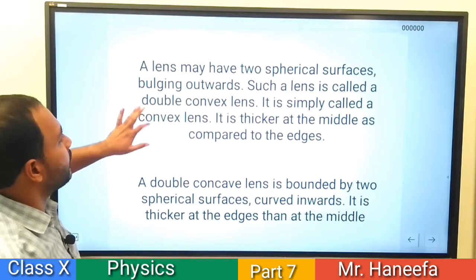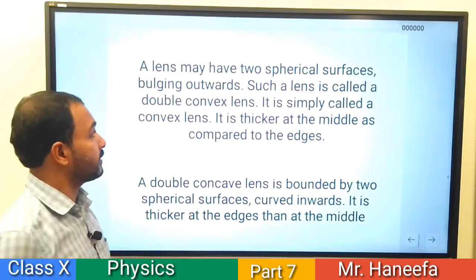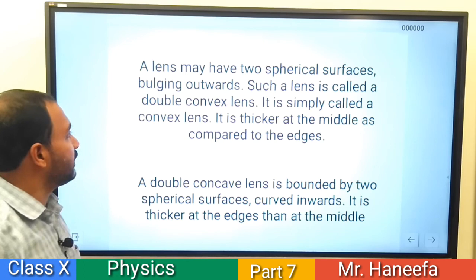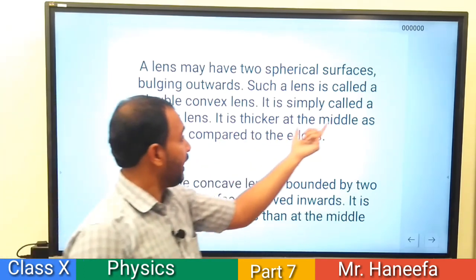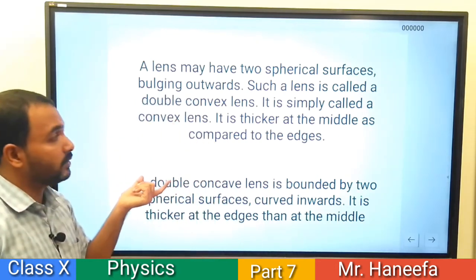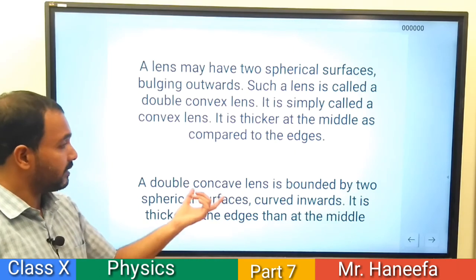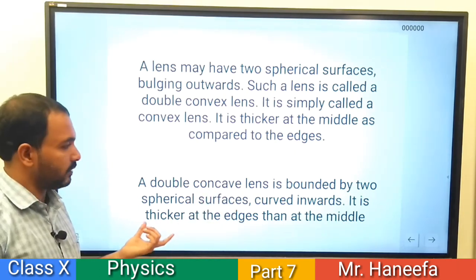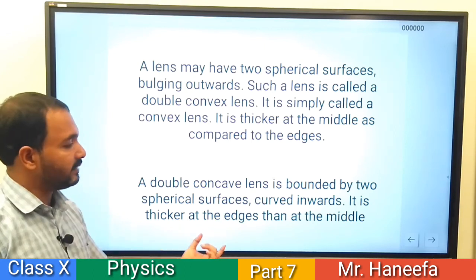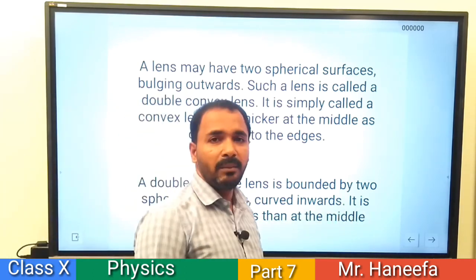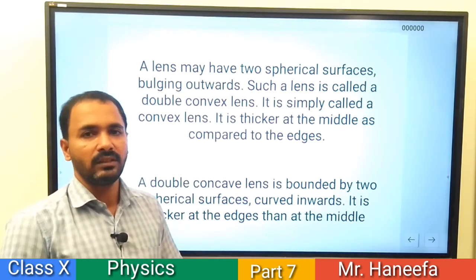A lens may have two spherical surfaces bulging outwards. Such a lens is called a double convex lens or convex lens. It is thicker at the middle as compared to the edges. A double concave lens is bounded by two spherical surfaces curved inwards. It is thicker at the edges than at the middle. This is about convex lens and concave lens.